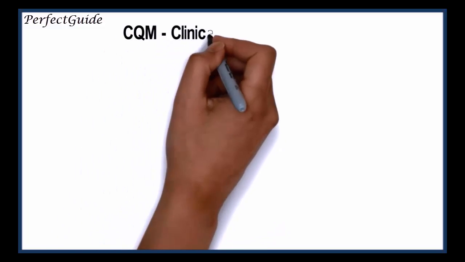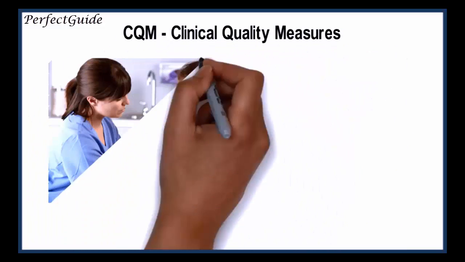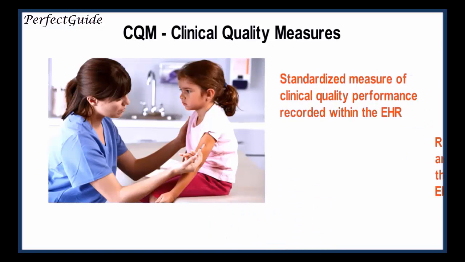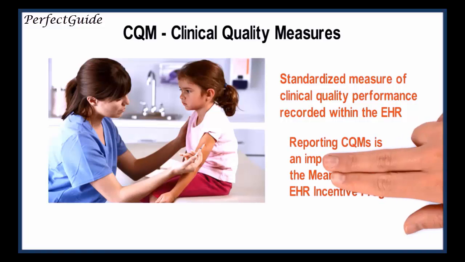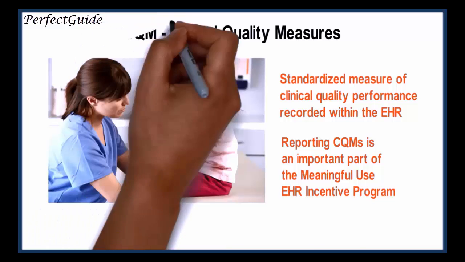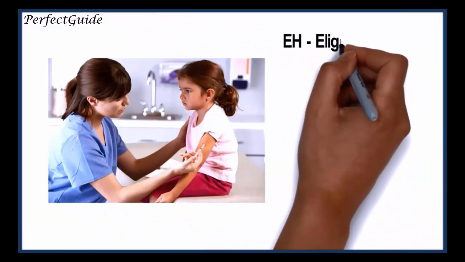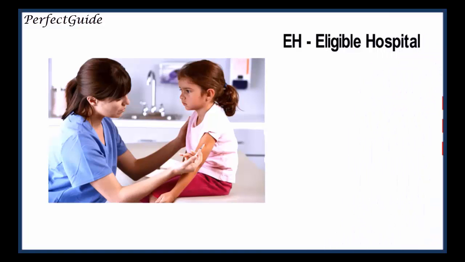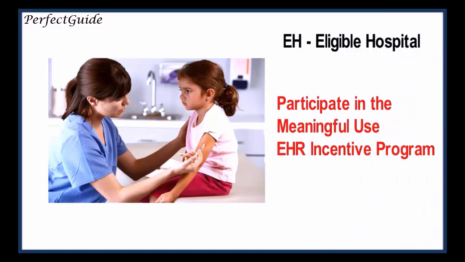A CQM is a Clinical Quality Measure. A CQM is a standardized measure of clinical quality performance that is recorded within the EHR. Recording and reporting CQMs is an important part of the Meaningful Use EHR incentive program. An EH is an eligible hospital. An EH is a hospital that is eligible to participate in the Meaningful Use EHR incentive program.